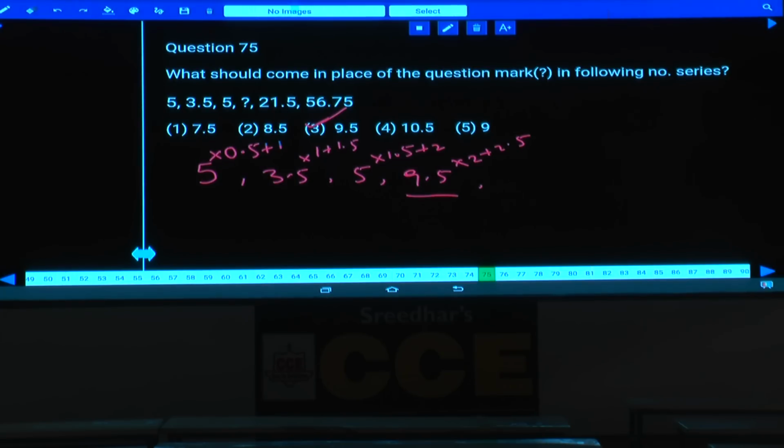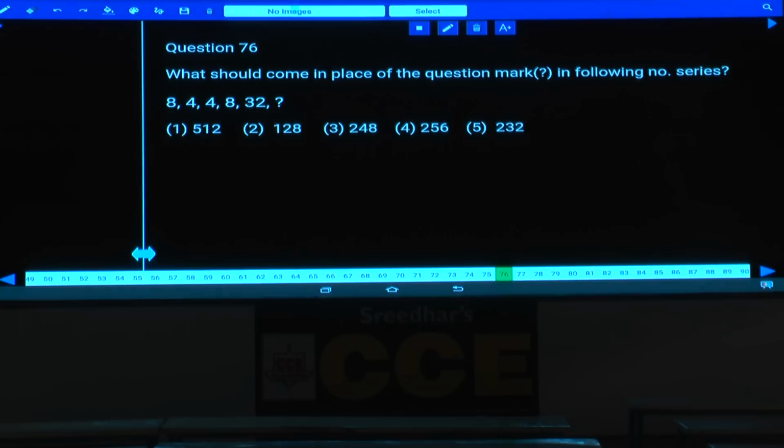Then question number 76. Now question number 76: 8, 4, 4, 32, and so on. 8 and 4, how can you express this 8 and 4? 8 into 0.5 is 4. 4 into 1 is 4. And 4 into how much? 4 into 2 is 8. 8 into 4 is 32.